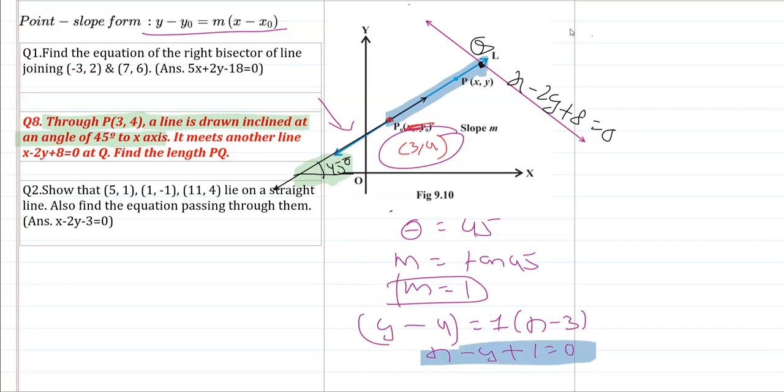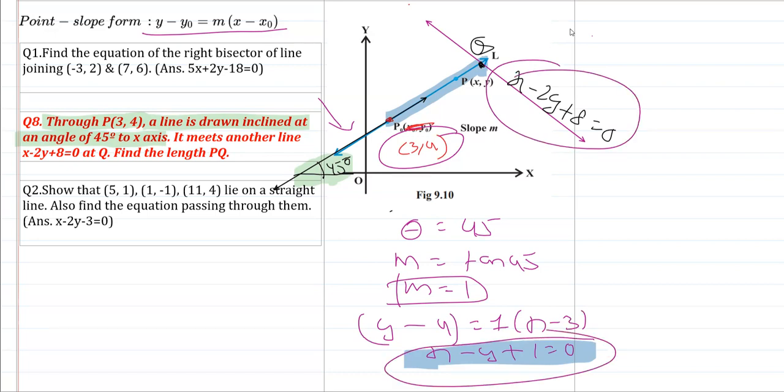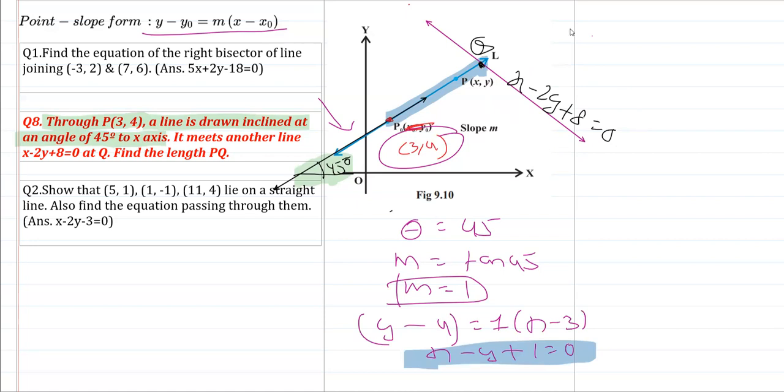Once we have the equations of the two lines, we will solve these two equations, and the solution will give the point of intersection of the two lines. We can do it by the elimination method. I'm writing the first equation, which I have taken as the first, and this as the second. The first is x minus 2y equal to minus 8. For the second, it is x minus y equal to minus 1.